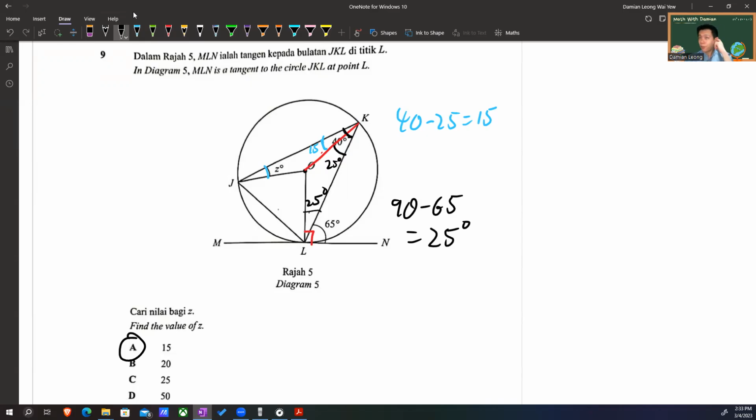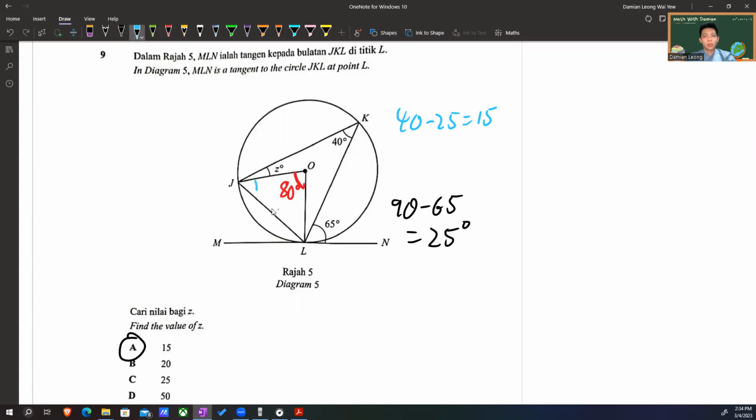If we don't want to do that, there are also other ways. If you find here, angle at the center, angle at the circumference. Angle at the center is double of the angle at the circumference. So this angle at the center would be 80 degrees, double of the 40 degrees.